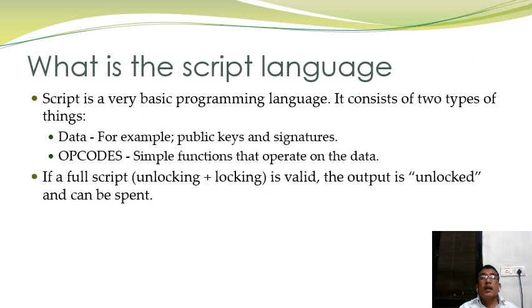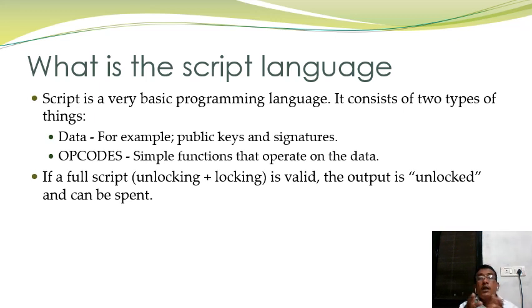So what is the script language? A script is a very basic programming language. It consists of two types of things. First, data. Data may contain operands; they may have public keys, signatures. Then opcodes. Opcodes are nothing but commands, instructions, simple functions that operate on the data. These opcodes specify the operation. What type of operation we have to perform is specified by the opcodes.